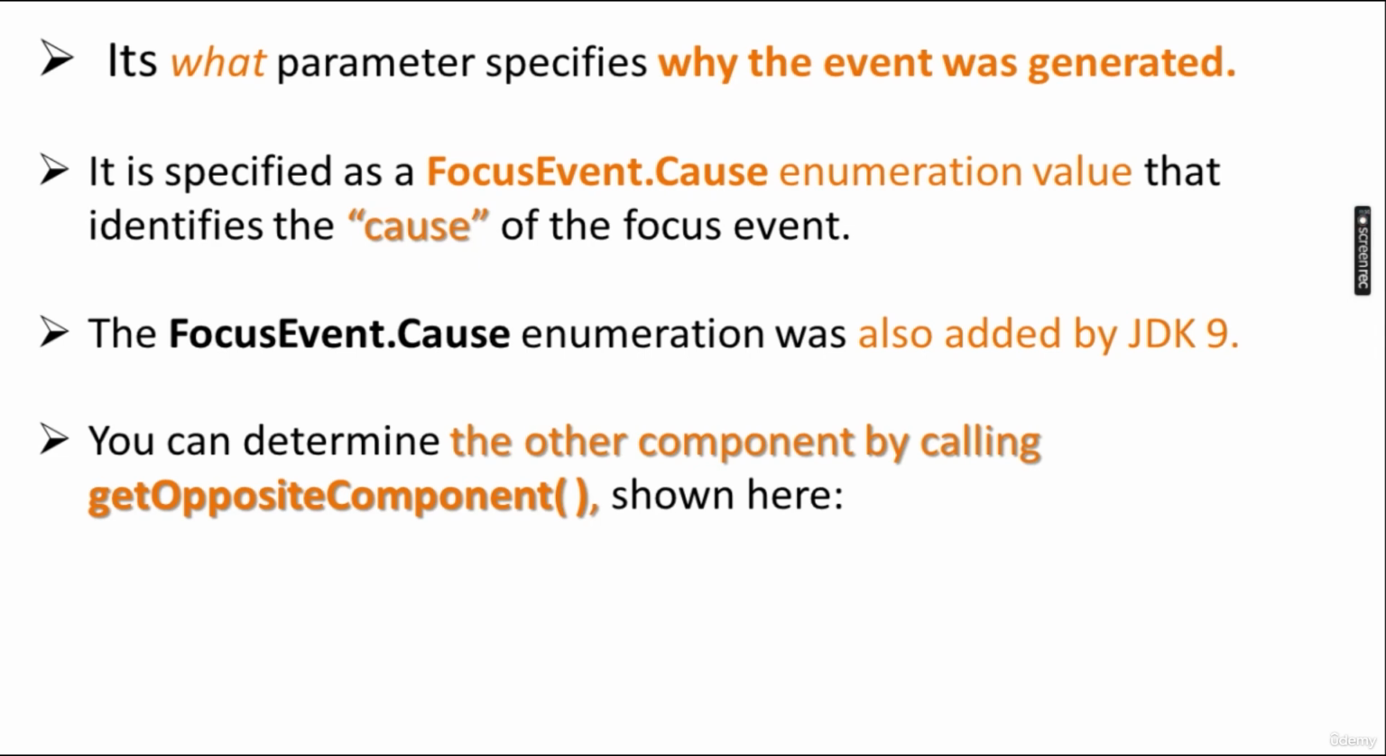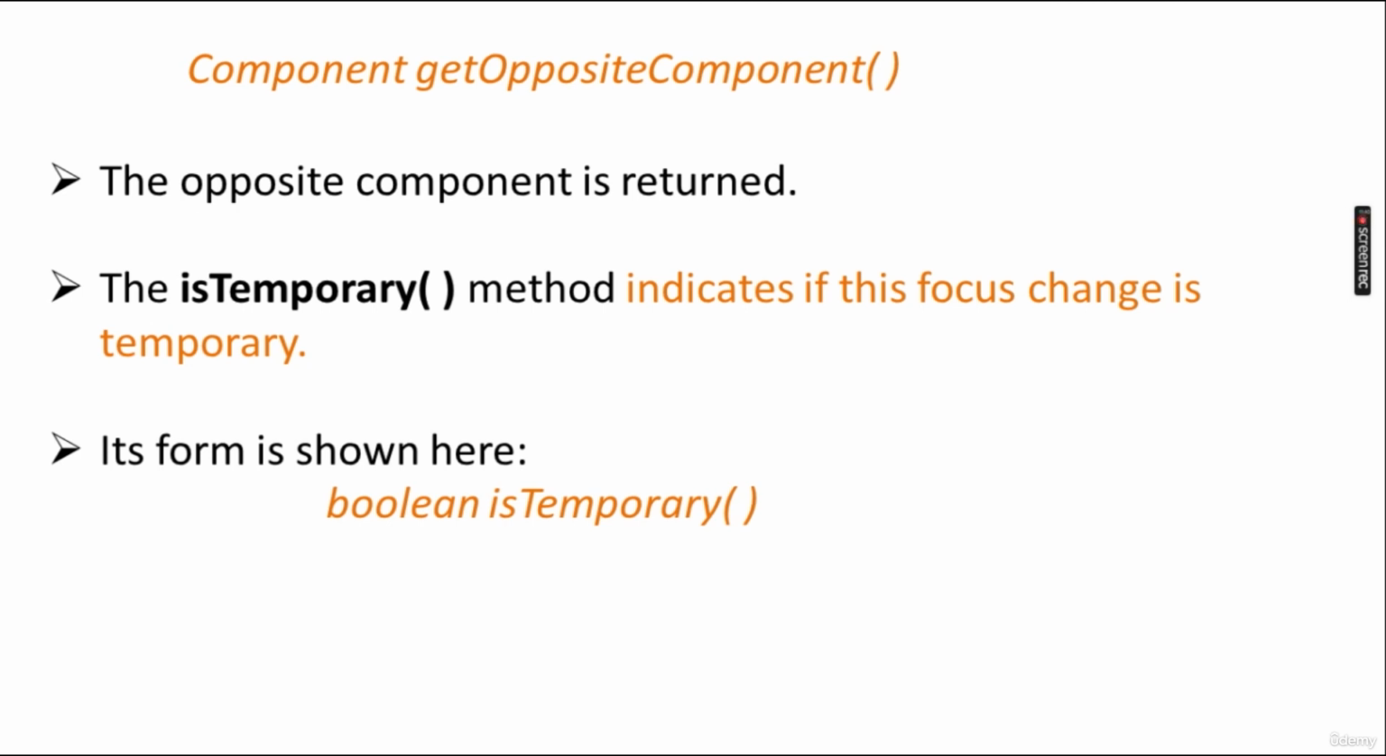So you can determine the other component by calling get opposite component. If the user is typing in the text field and suddenly the focus of the text field is lost, which is the other component that has gained focus when the text field lost it? You want to find that out. So how to find out? Using the get opposite component method. This will return the opposite component that has gained focus.